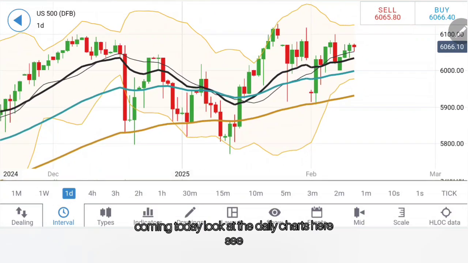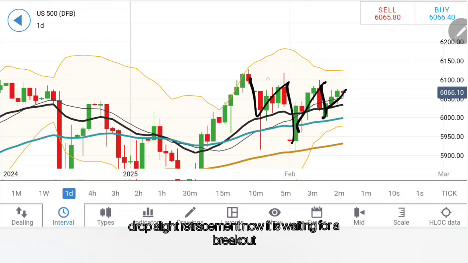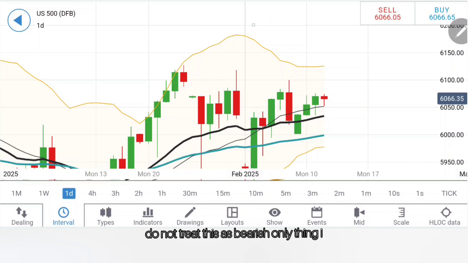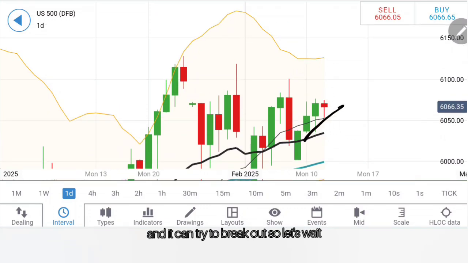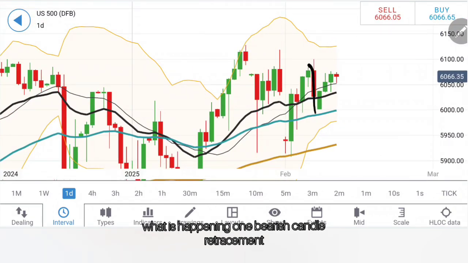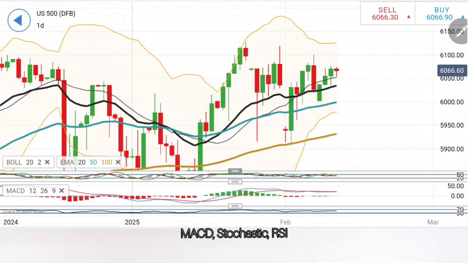Coming to look at the daily charts here. See what has happened here after the drop, the retracement, the drop, the retracement, the drop, slight retracement. Now it is waiting for a breakout, and does a breakout beyond 6085, 6100 is the confirmation of a reversal. Else I do not treat this as bearish. Only thing I am looking here is it has formed a big tail and it can try to break out. So let's wait and watch if it delivers a breakout here. Else what is happening? One bearish candle retracement, and the second one is going to be further bearish, which is going to take it below 6000. MACD, stochastic, RSI, all are running flat.